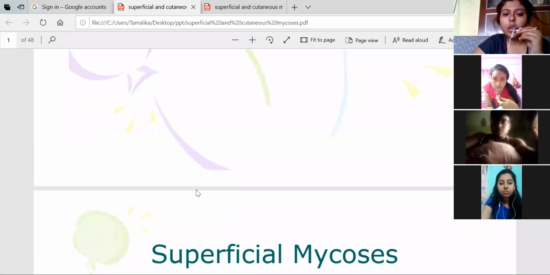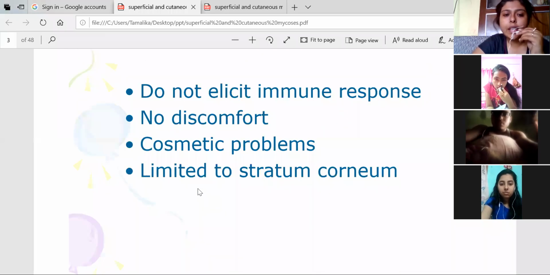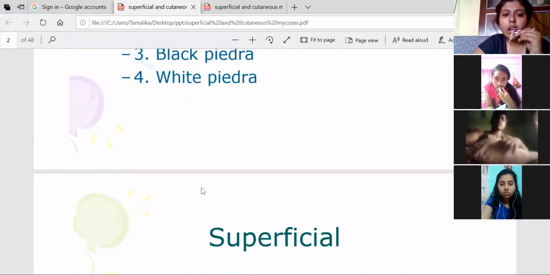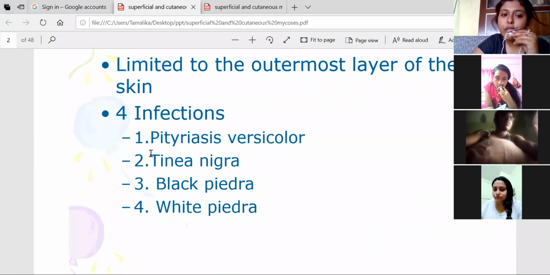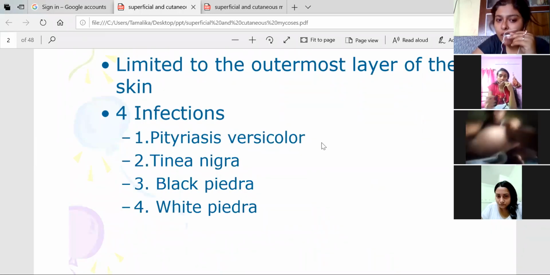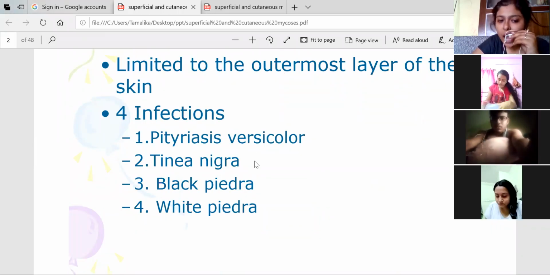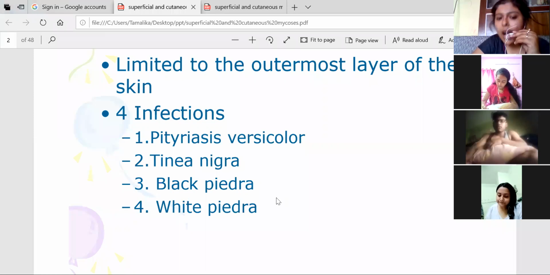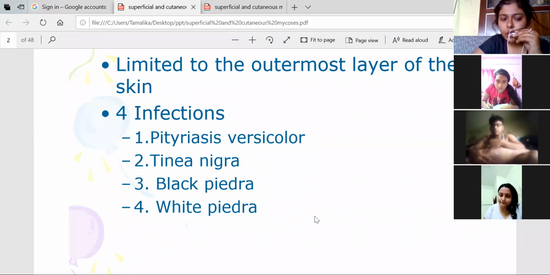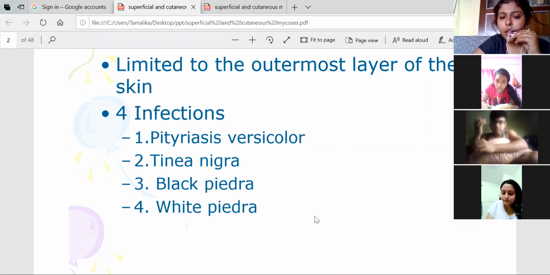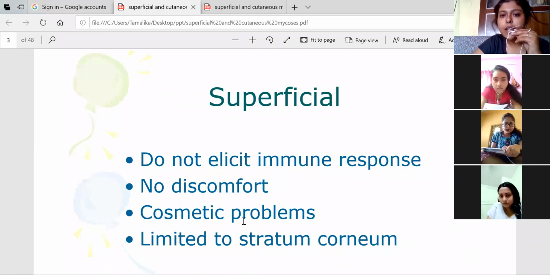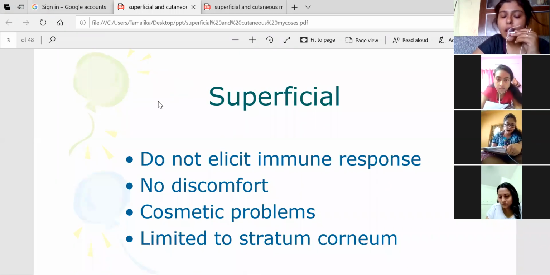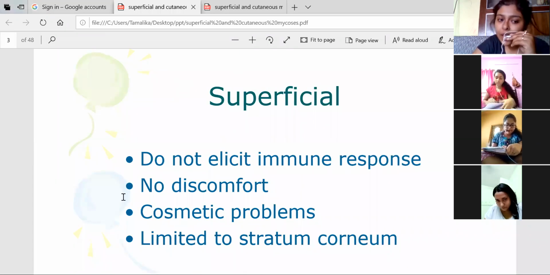So your next thing is that this has 4 infections: Tinea versicolor, Tinea nigra, black piedra, and white piedra. Can you see the names, ma'am? Yes, ma'am. Okay.